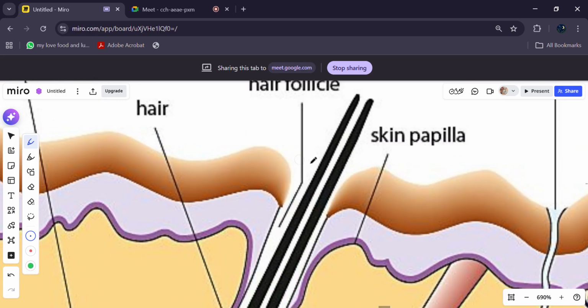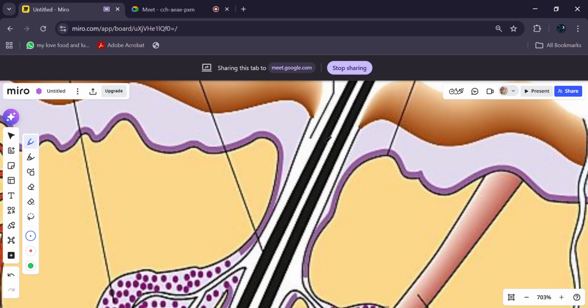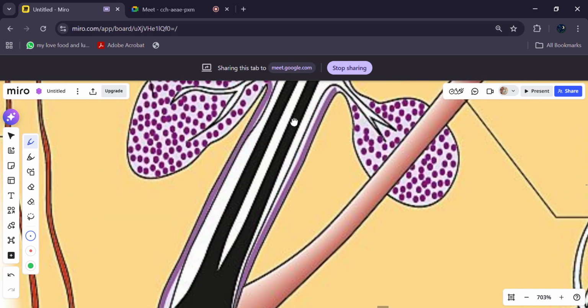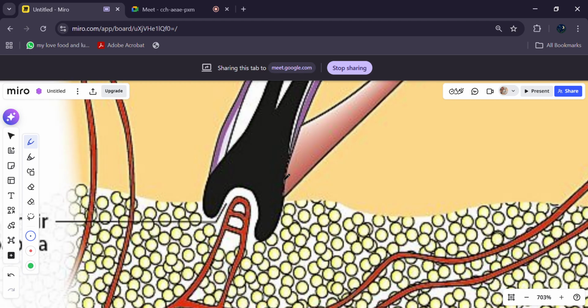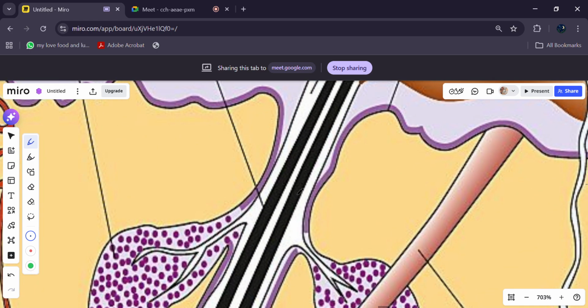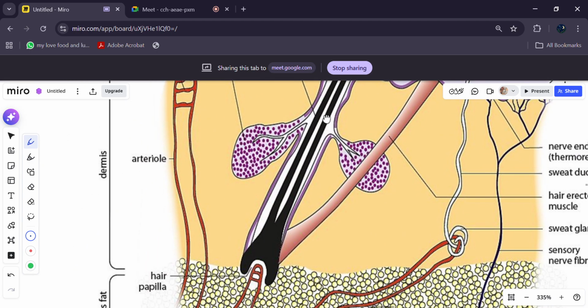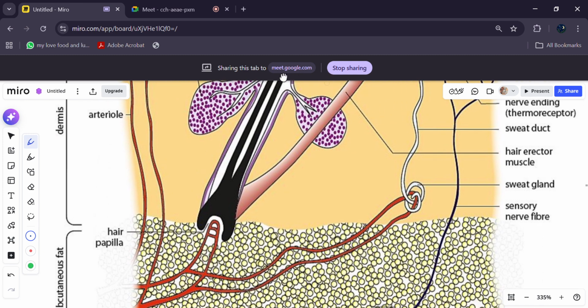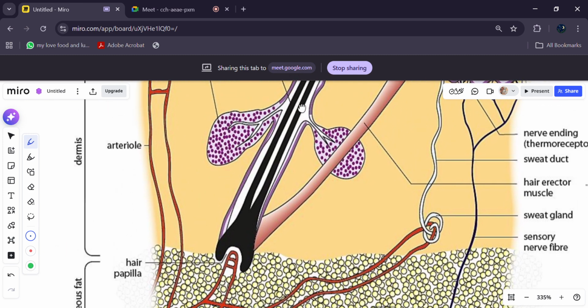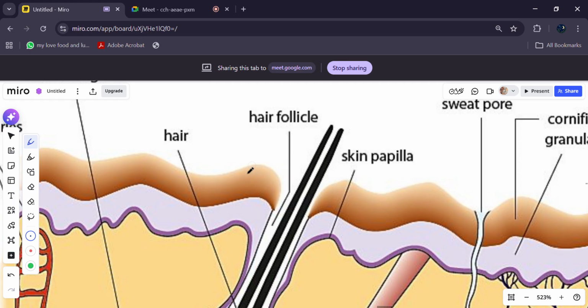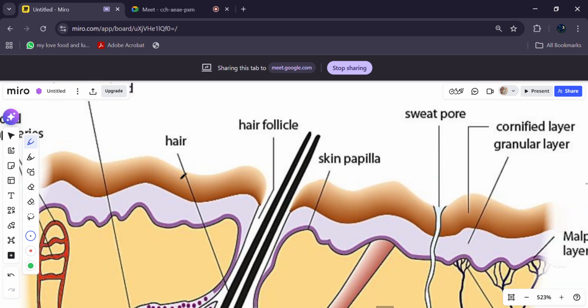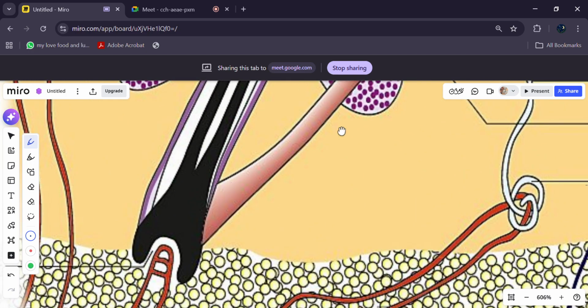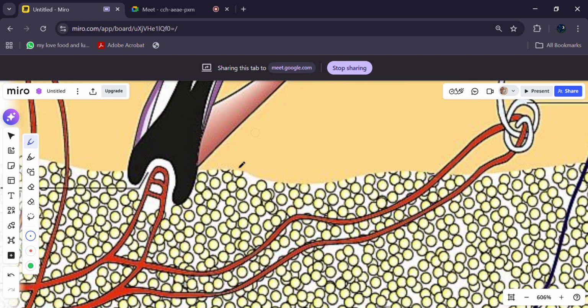The hair erector muscles are attached to the hair follicles. When these muscles contract, the hair stands on end, and the skin around the hair is raised, producing goose pimples in humans. Goose pimples are those tiny bumps around your hair.